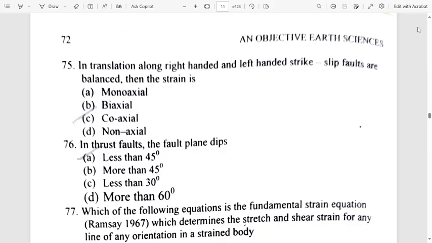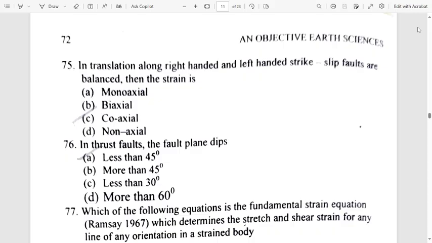In translation, along right-handed and left-handed strike slip faults are balanced. Then the strain is coaxial. In thrust faults, the fault plane dips less than 45 degrees.